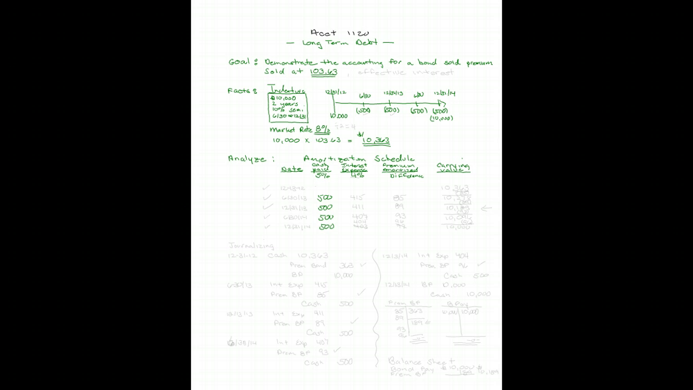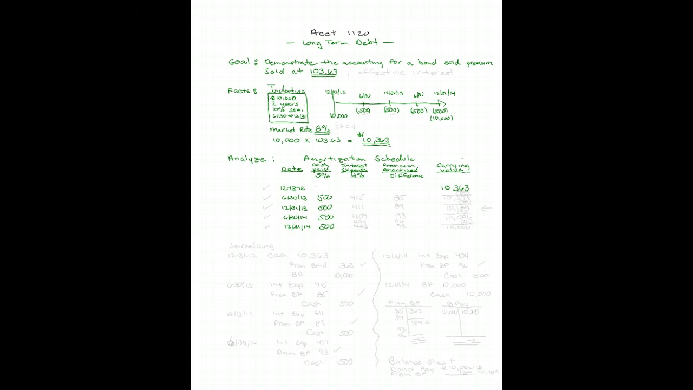You know the dates. We're going to issue the bond on 12/31/12 and then pay interest on 6/30/13 and 12/31/13 and 6/30/14 and 12/31/14. And you know that we're going to start at 10,363 because that's what we sold the bond for.